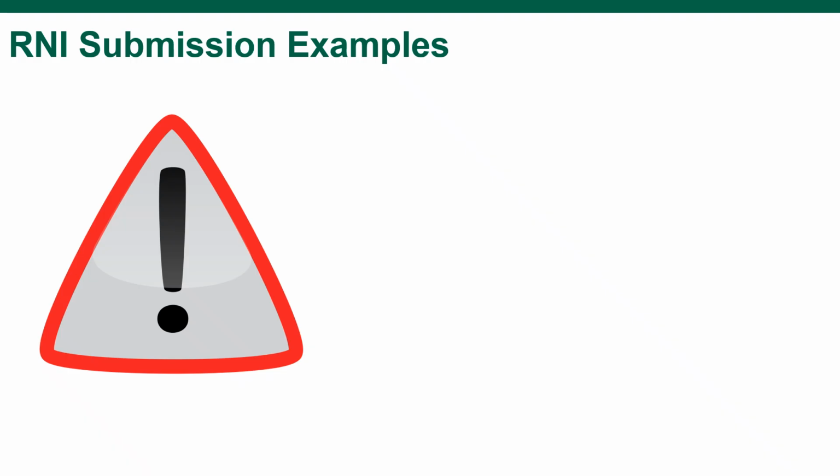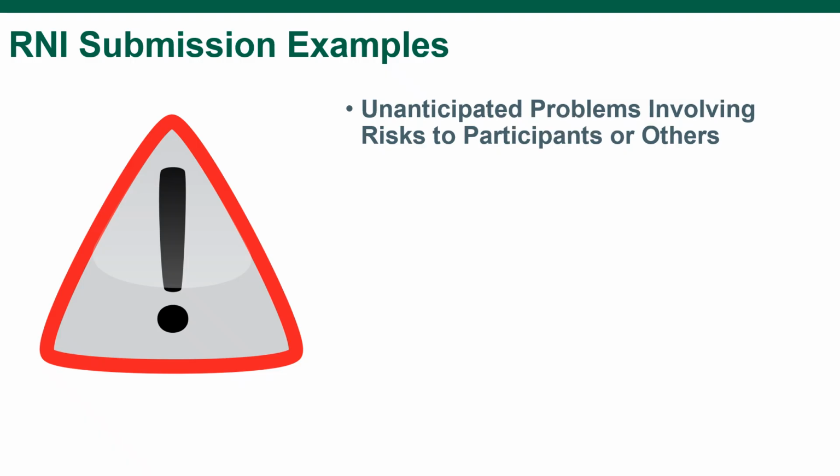Submitting a reportable new information to the IRB is required to ensure continued ethical oversight and regulatory compliance in human subjects research. The PI would submit an RNI for several reasons, including unanticipated problems involving risk to participants or others. If an event occurs that is unexpected, related to the research, and increases risk, it must be reported.